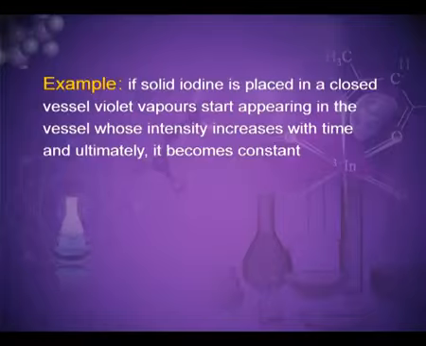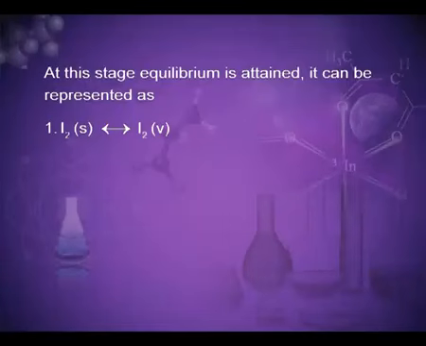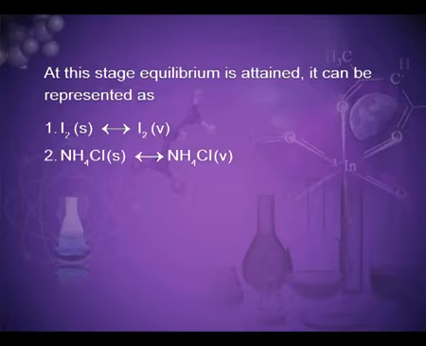For example, if solid iodine is placed in a closed vessel, violet vapors start appearing in the vessel, whose intensity increases with time, and ultimately it becomes constant. At this stage, equilibrium is attained. It can be represented as I2 in solid state transforming into I2 in vapor state. Second example, ammonium chloride NH4Cl in the solid state will transform into NH4Cl in vapor state.